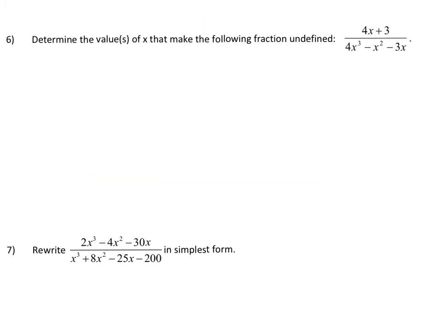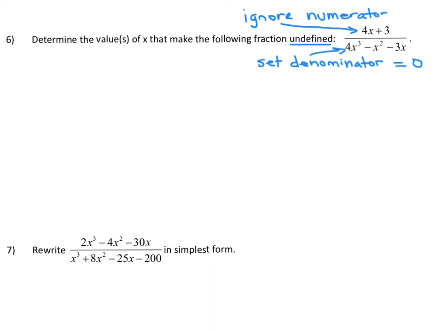Number 6 asks us to determine the value or values of x that make the following fraction undefined. Okay, well, if you remember, an undefined fraction is a fraction in which the denominator equals 0. So basically for these, the numerator, we're just going to ignore. We don't care about that, okay? We're going to set the denominator equal to 0 and then solve. We'll figure out what values of x make this denominator equal to 0. Okay, so let's do it.